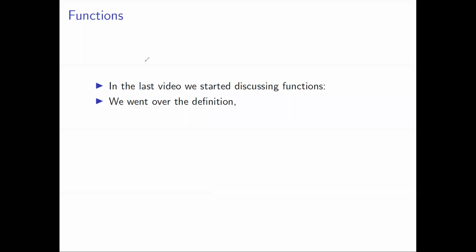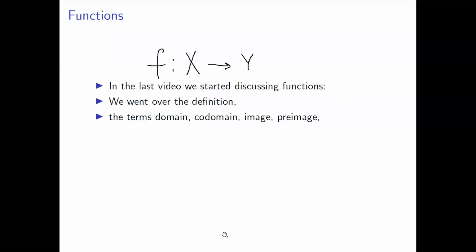So when we have a function, typically we write it like f from x to y for some sets x and y. And we covered some terms for functions. So this set right here on the left is our domain. This set on the right is the codomain. We also discussed the image. That was the set of outputs for the function if the inputs come from our set x.